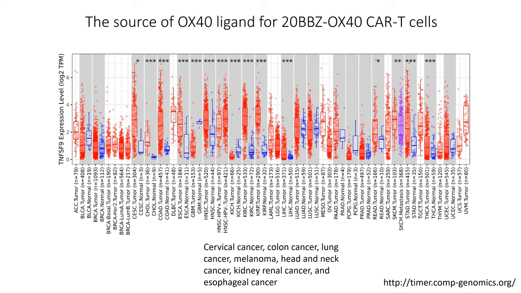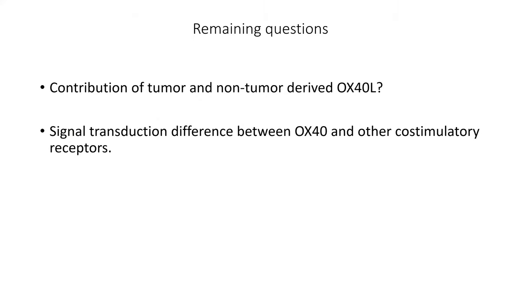And also by a bioinformatic analysis of the human tumor tissue, a lot of tumor tissue, the cells in the tumor tissue show enhanced expression of OX40 ligand, like cervical cancer, colon cancer, and lung cancer, which can explain why our BBZ-OX40 CAR T shows enhanced anti-tumor efficacy against the solid tumor, even though the solid tumor itself doesn't express OX40 ligand. But maybe the immune cells in the microenvironment can provide additional support for our BBZ-OX40 CAR T cells.